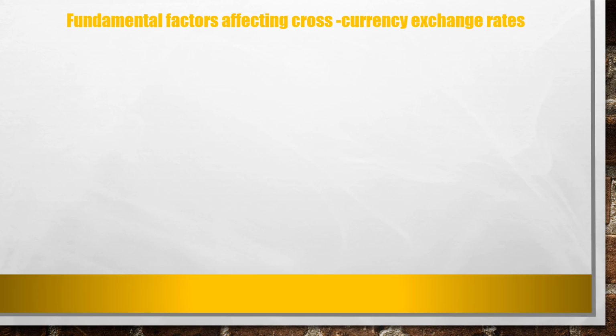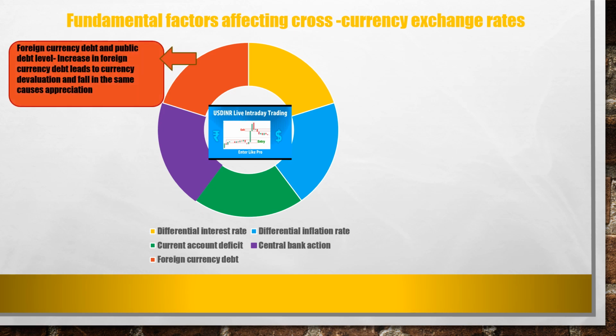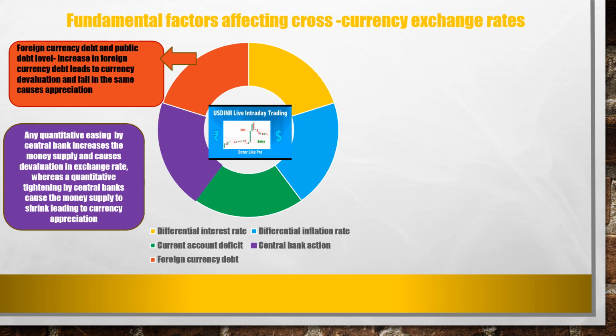Now let's examine the various economic factors that affect the cross-currency exchange rates. The identified factors are differential interest rate, differential inflation rate, current account deficit, central bank action, and foreign currency debt. Foreign currency debt and public debt level. Increase in foreign currency debt leads to currency devaluation, and the fall in the same leads to currency appreciation. Any quantitative easing by the central bank increases the money supply and causes devaluation in the exchange rate, whereas a quantitative tightening by central banks causes the money supply to shrink, leading to currency appreciation.